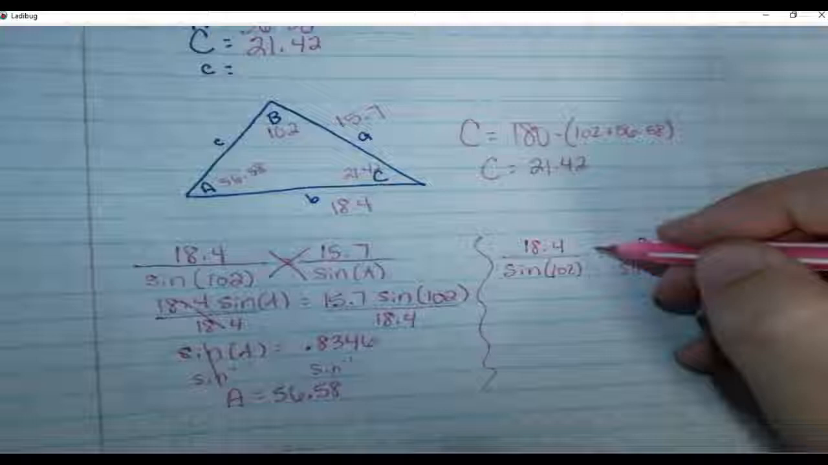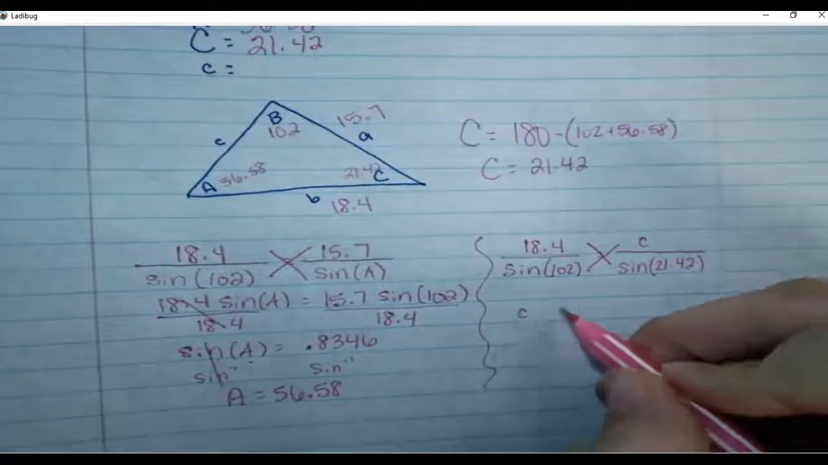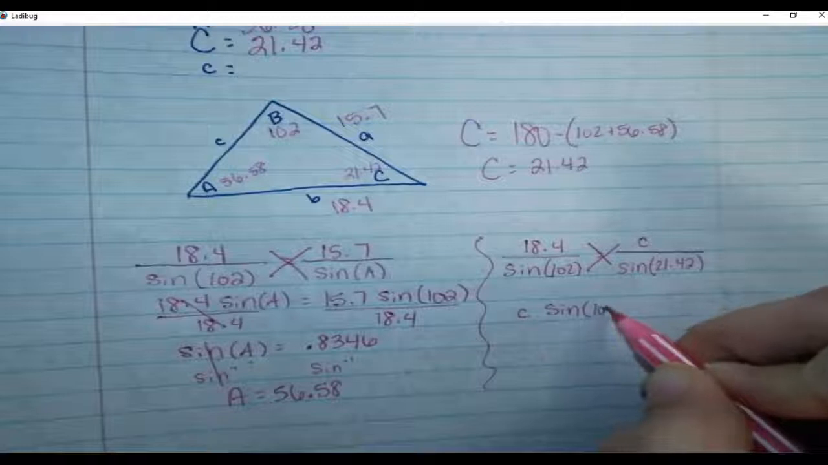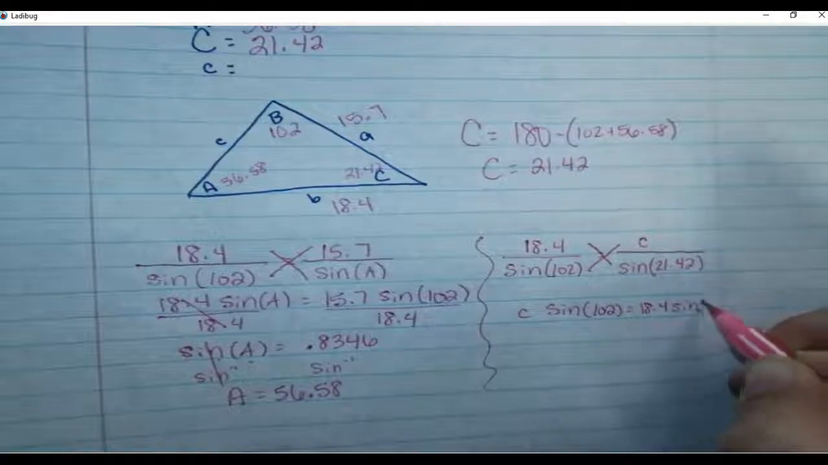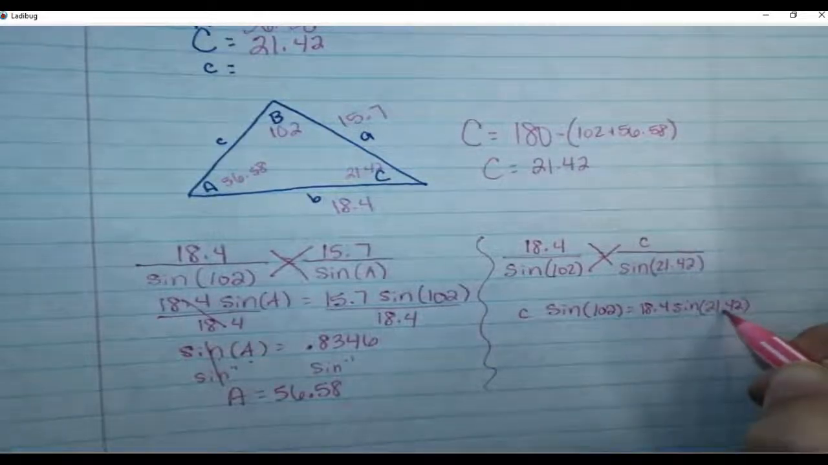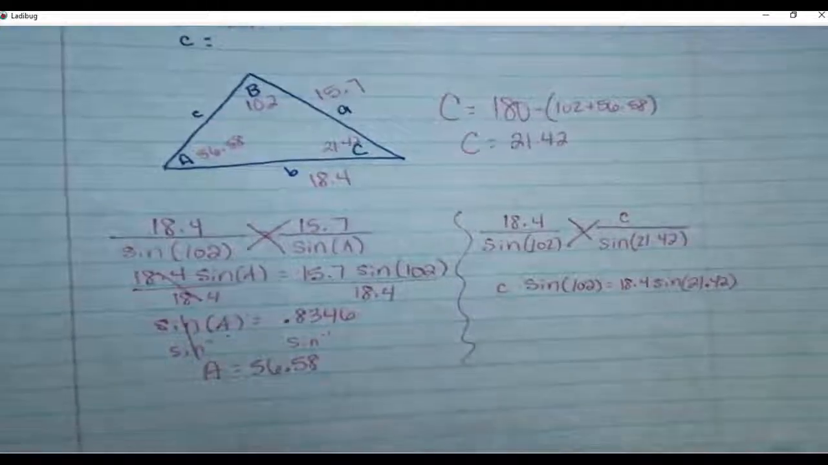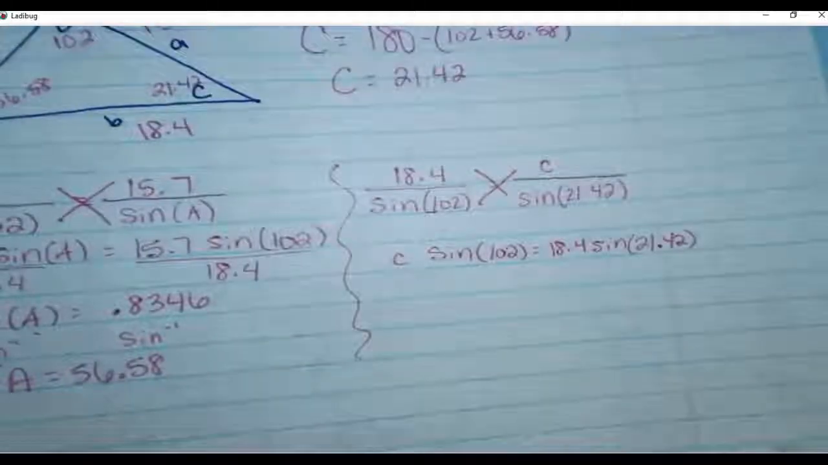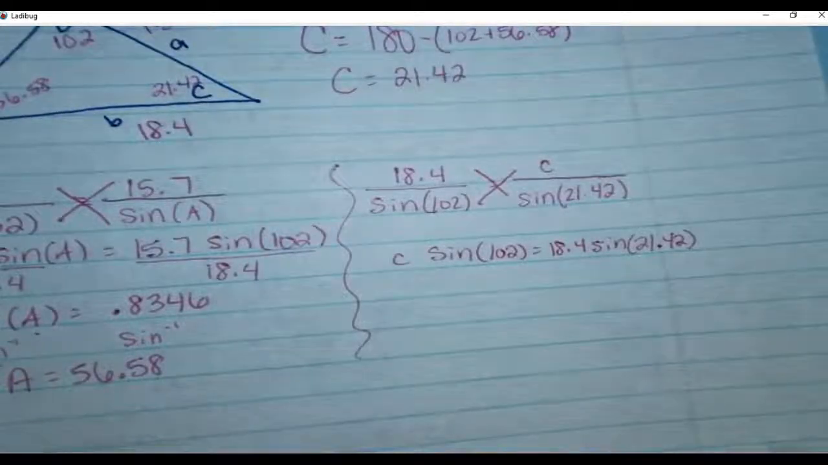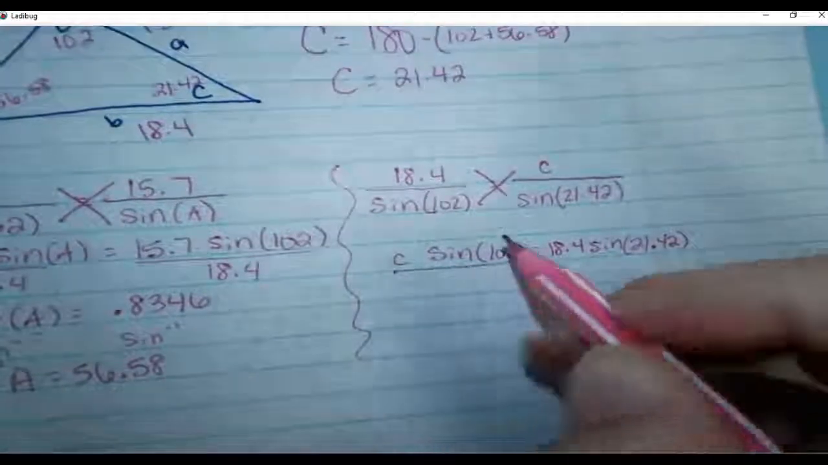And then we cross multiply. So we get little c sine of 102 equals 18.4 sine of 21.42. And finding a side doesn't have as many steps as finding an angle, because all we have left to do to get c by itself is just divide by sine. And then we're done.